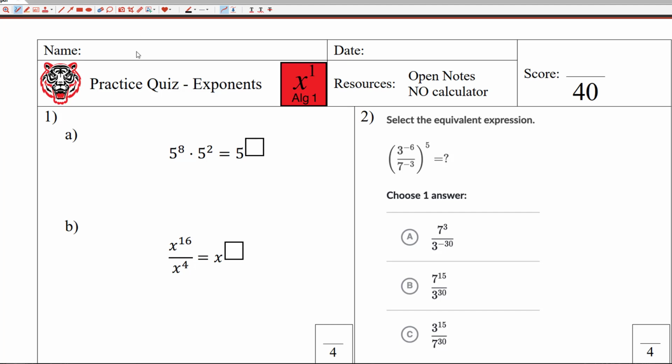All right, this is Algebra 1, the practice quiz. This is going to be the key. For this first problem, whenever you multiply the same base, you really add these two exponents. So 8 plus 2 here is going to be 10.